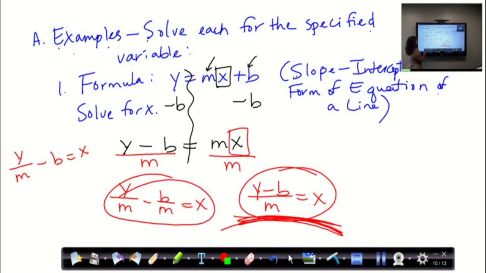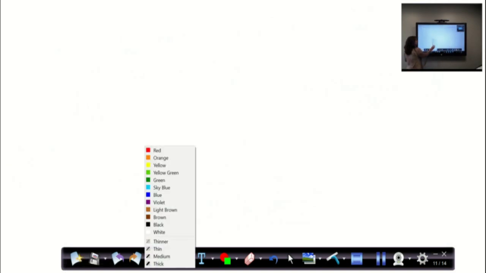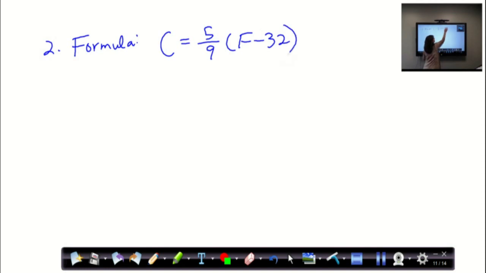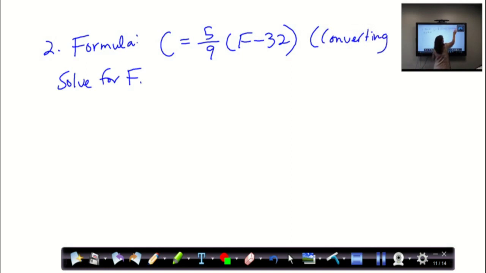Now what I'm going to do is another example. Let's take this formula. I'm going to take c equals 5/9, parentheses f minus 32. And I'm going to solve this one for f. Do you happen to know what this one is? This is the formula for converting Fahrenheit to Celsius.